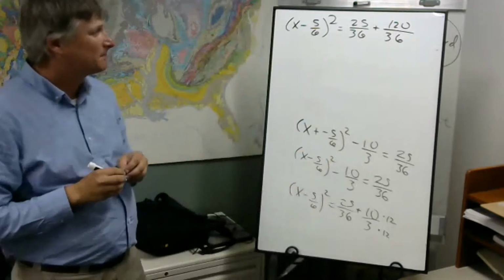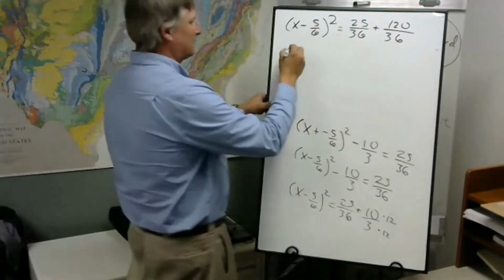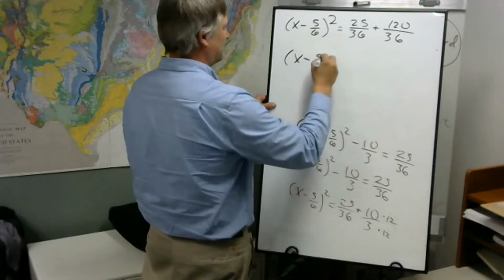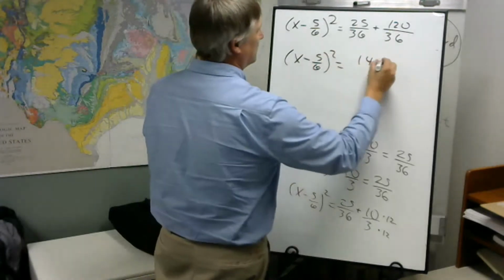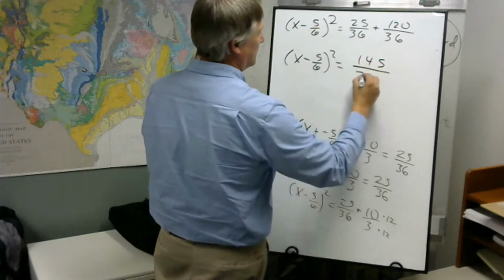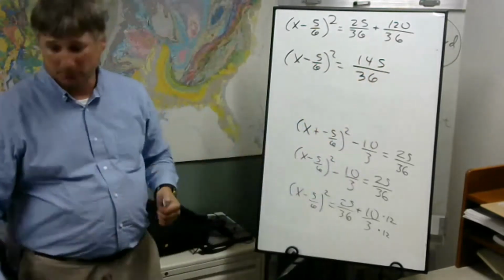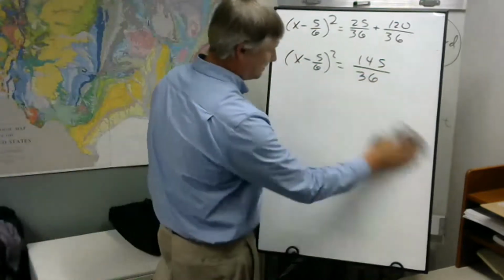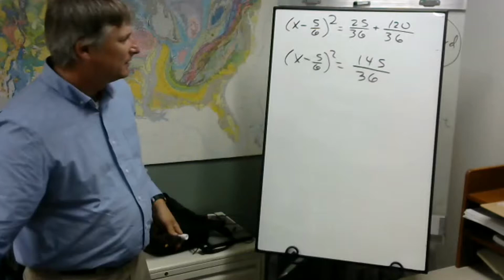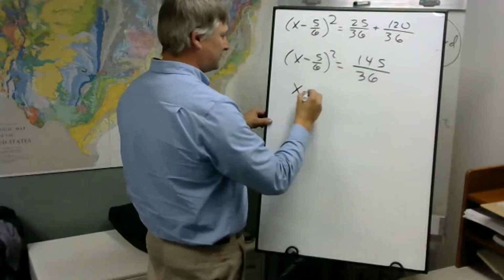And there you go. Now, let's add these. Now we do our square root rule. So we take the square root of both sides. So the square cancels.